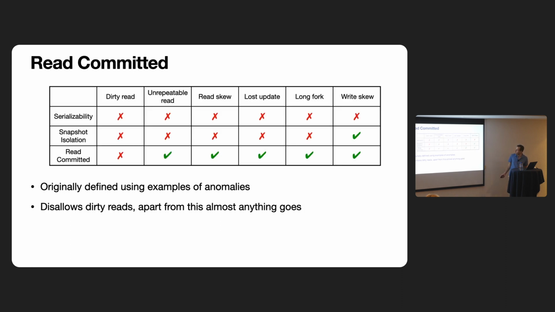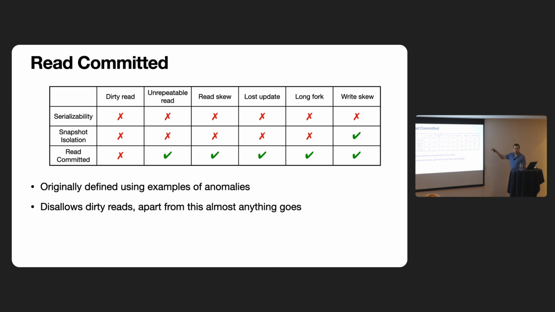This is the summary, right? So essentially we allow all these different anomalies that I described to you. They're all allowed by read committed. Right, so snapshot isolation only allows write skew. It's just that the dirty read is disallowed.